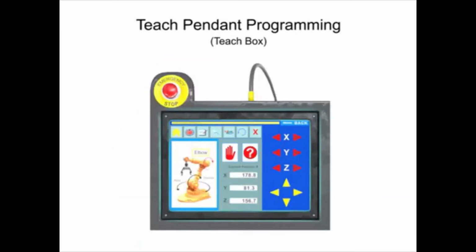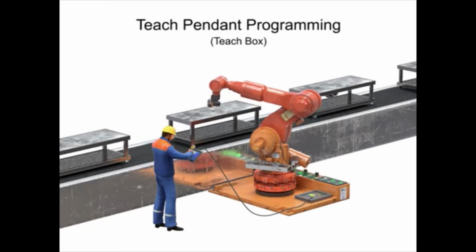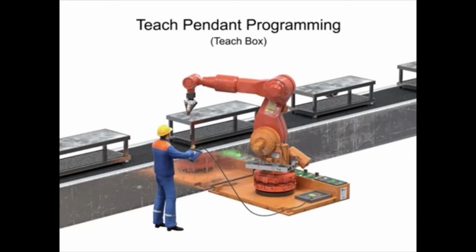All typically have an emergency stop button since the robot is operating with the technician in the work envelope. More modern teach pendants can also be wireless. Teach pendant programming is a method by which the operator steps the robot through the program point by point while recording the coordinates for each point.